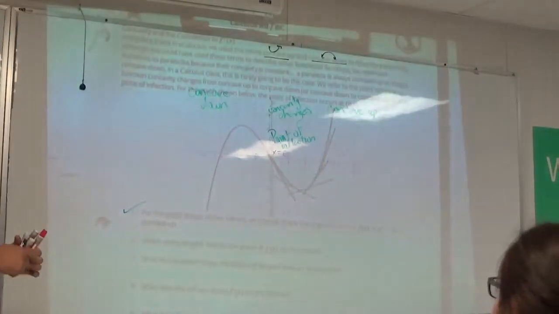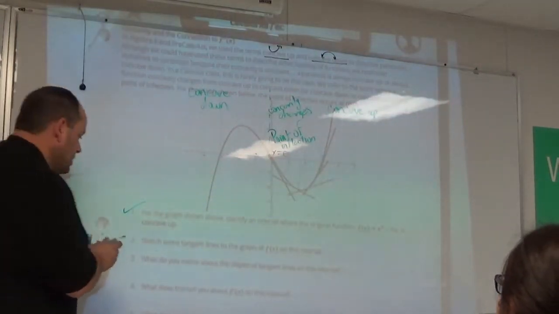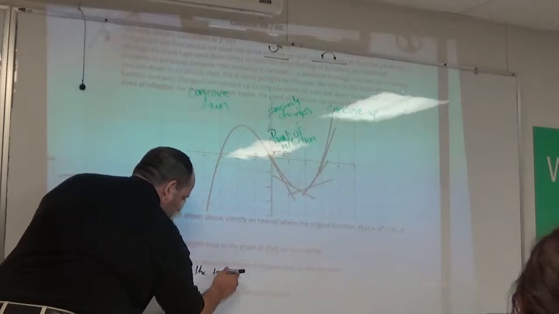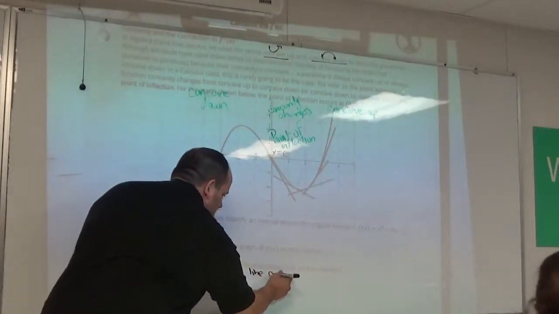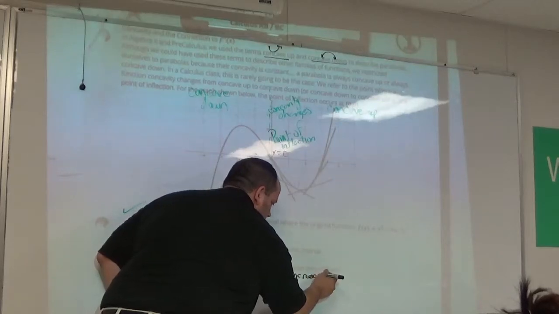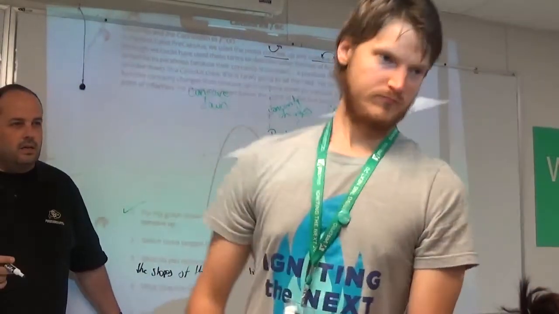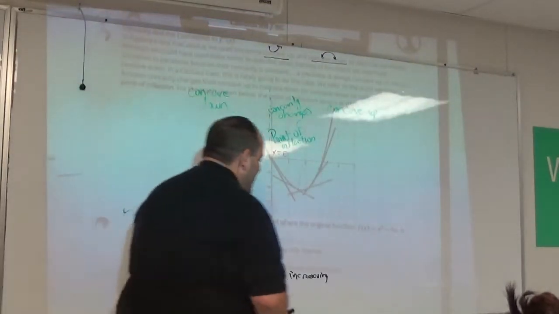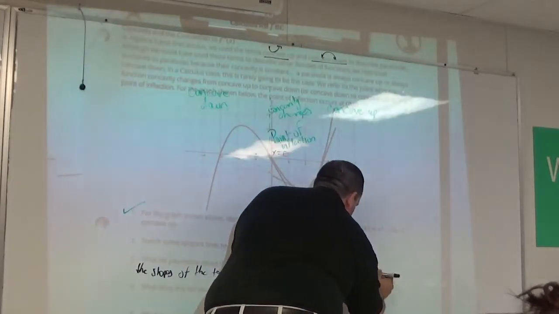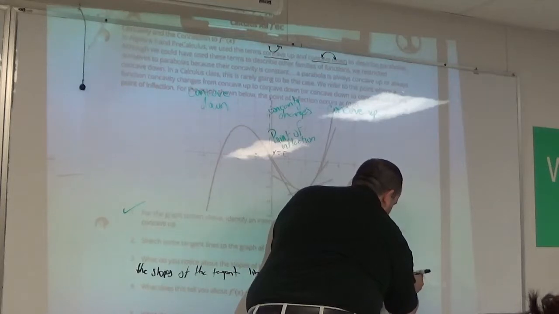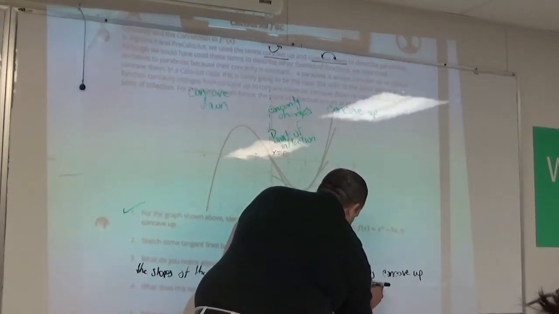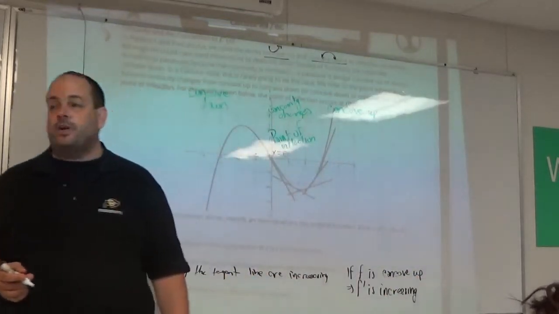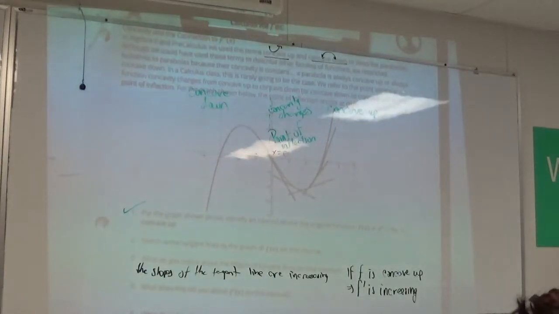The slopes are increasing. The slopes of the tangent line are increasing. Now that I've said it, does everybody see that? We're okay with this? They're increasing. What that means is that if f, or at least on this example, if f is concave up, what I can say is that f prime, the slope of the tangent line, f prime is increasing. Those slope values increase.